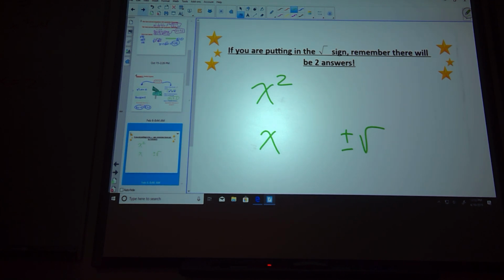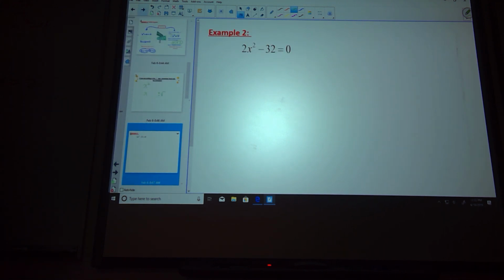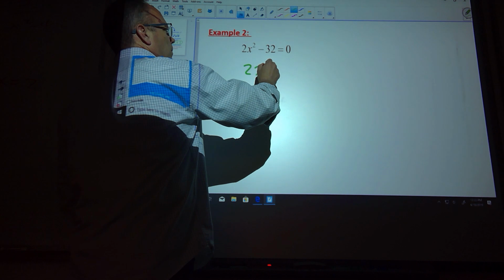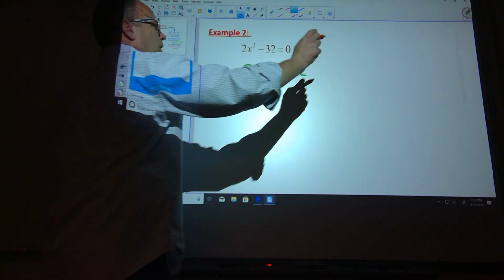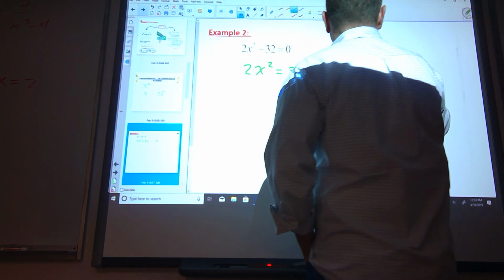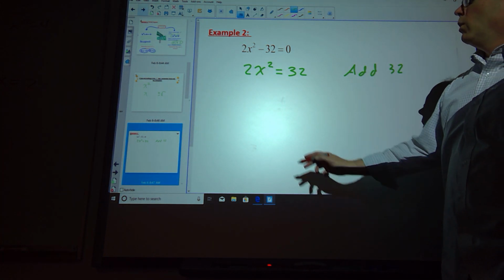All right, can we move on? So remember, if we take the square root of both sides, you get two different answers. All right, so let's work through this one the same kind of way. So I want to start getting x by itself. So my first move, what did I do from here to right here? What just happened? Yeah, I added 32. Does that make sense? What did I do here?